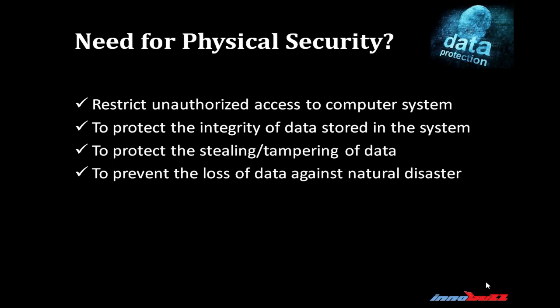Why do we need physical security? It is necessary. Physical security is used for restricting unauthorized access to computers. It will reduce manual infiltration on machines. It will protect the integrity of the data stored in the system and prevent it from stealing and tampering. Physical security also prevents the loss of data against natural disaster. We know that it is difficult to find out when and where natural calamities fall, but by making suitable plans we can save our data from them.